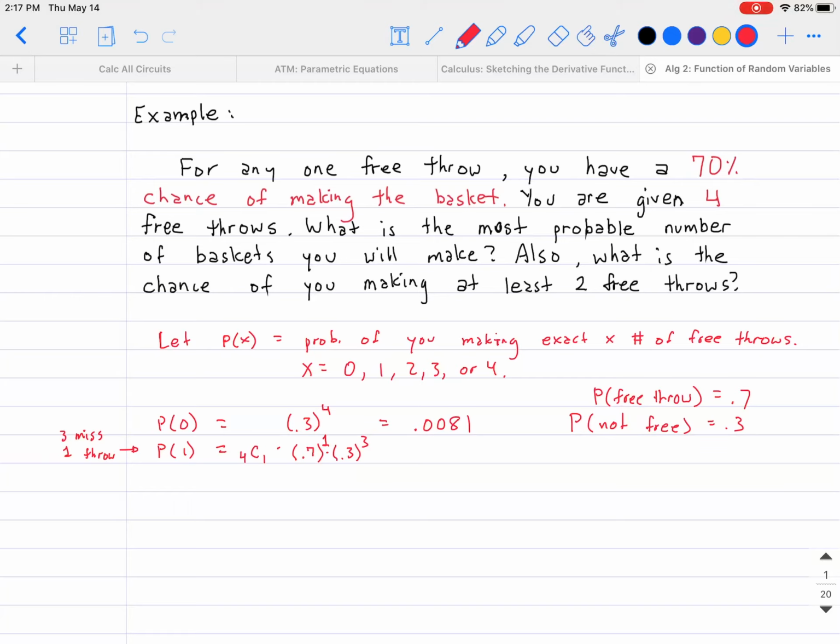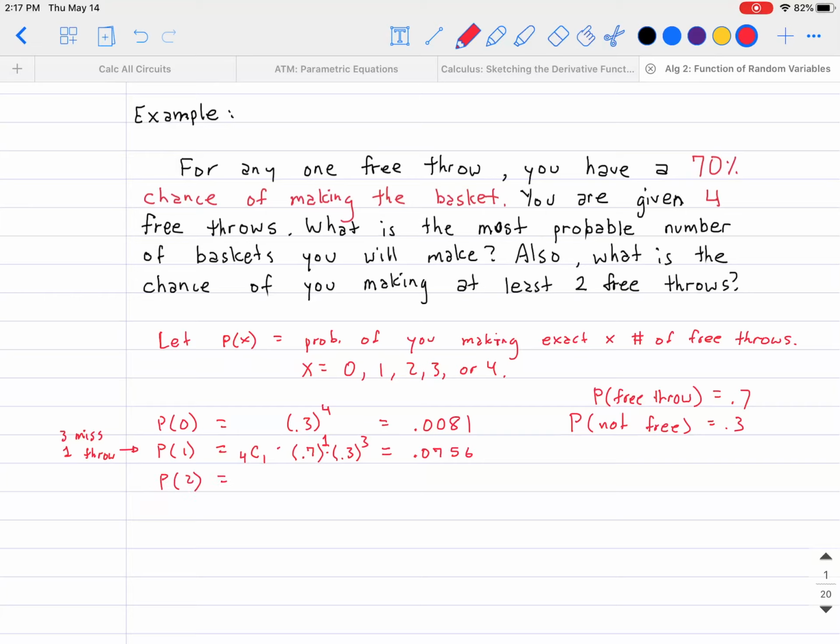So let's take that and put it into the calculator. We have 0.3 raised to the 3rd power, 0.7 raised to the 1st power, and 4C1. This gives us 0.0756. Now we'll go down the list and solve for the next one.